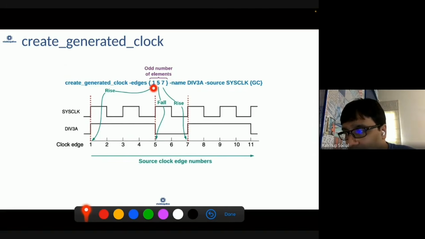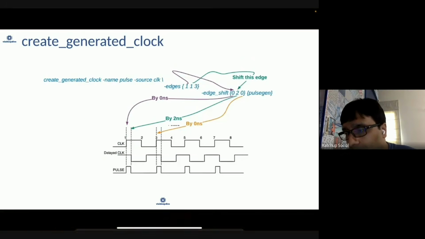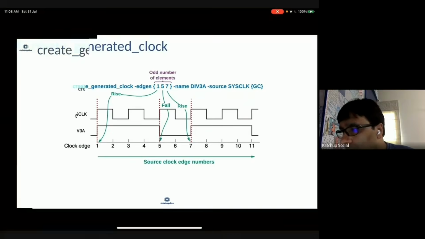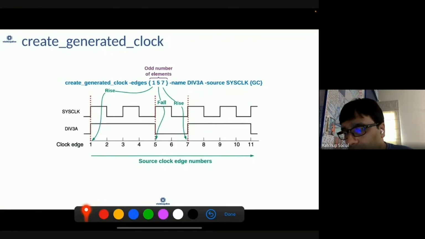So let's say you have this master clock or a source clock. This is edge number 1. An edge is when the clock changes. So you have edge number 1 here. Then edge number 2, so it rises here, falls here. This is edge number 2. This is edge number 3 of the master clock. Edge number 4, edge number 5, and so on.